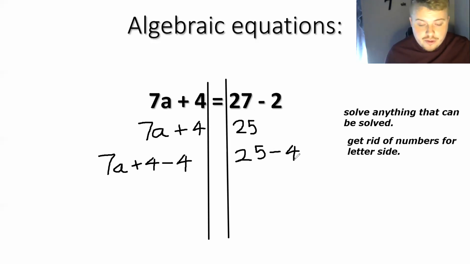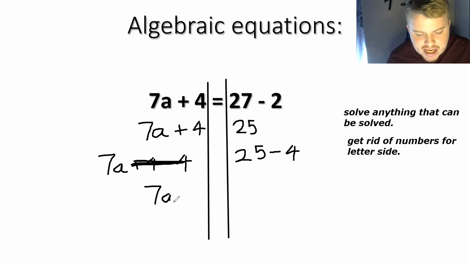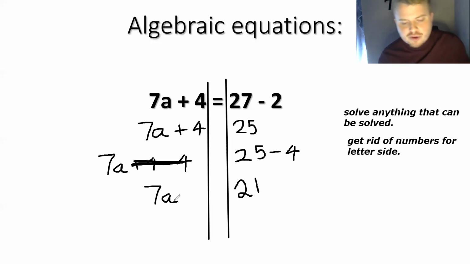So now, if I look at the left side, like I said a minute ago, plus 4 and subtract 4, they cancel each other out. So they're gone. Let's put a line through them. We're only left with 7A. And on the right side, you can see that there's something I can solve. I've got 25 subtract 4, which is 21. Okay, so we're getting closer, because look, I've got 7A equals 21.